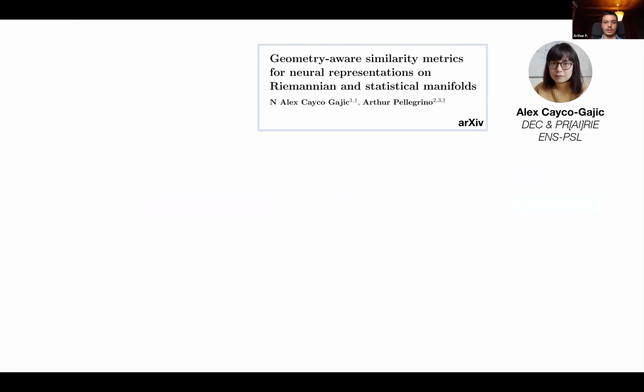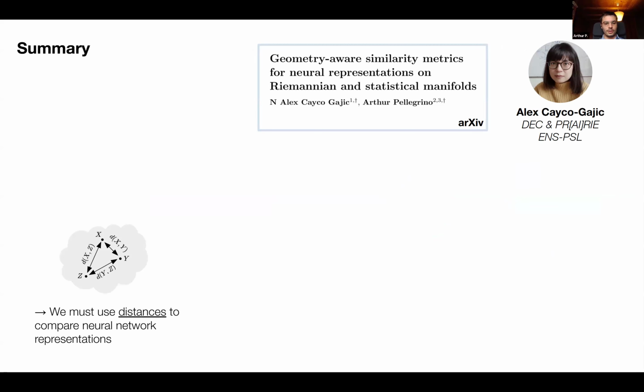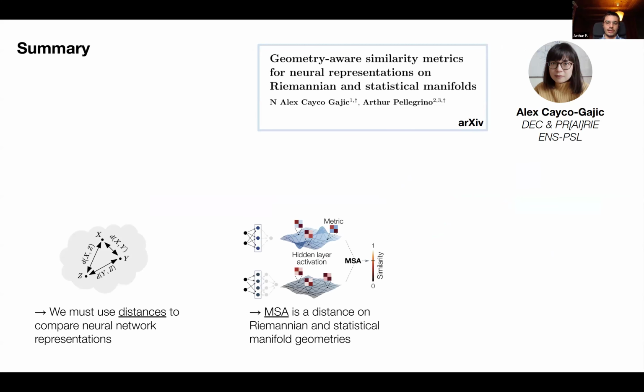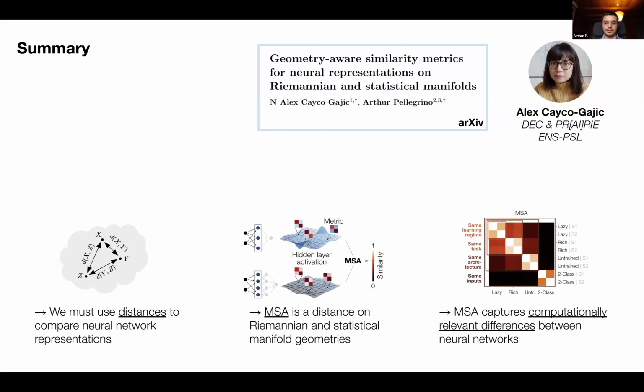Okay, so with that, let's summarize all this. First, at the beginning, I said I wanted to define a distance between neural network representations, a distance in mathematical terms. Additionally, I wanted my distance to be aware of the intrinsic geometries of these manifolds. And MSA is able to do that. And finally, I showed several examples where MSA was able to capture some of the computational mechanisms that the network was using to perform a task, or were correlated with some hyperparameters of the network.